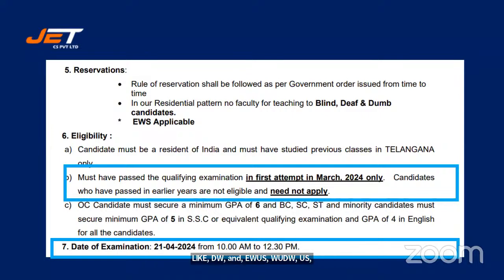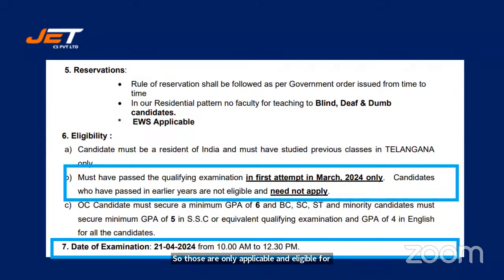And coming to the eligibility, you should be a resident of India and your 10th schooling should be from the Telangana state only. Okay, and ఈ year March 2024 ఎగ్జామ్ ఎవరైతే రాశారో 10th ఎగ్జామ్, సో వాళ్ళు ఫస్ట్ అటెంప్ట్ లో పాస్ అవ్వాలి. Those who wrote in previous years, 2023 or 2022, are not applicable and not eligible for this exam, right? So only the students who have written the 10th exam in March 2024 and have passed in the first attempt are applicable and eligible for TSRJC.